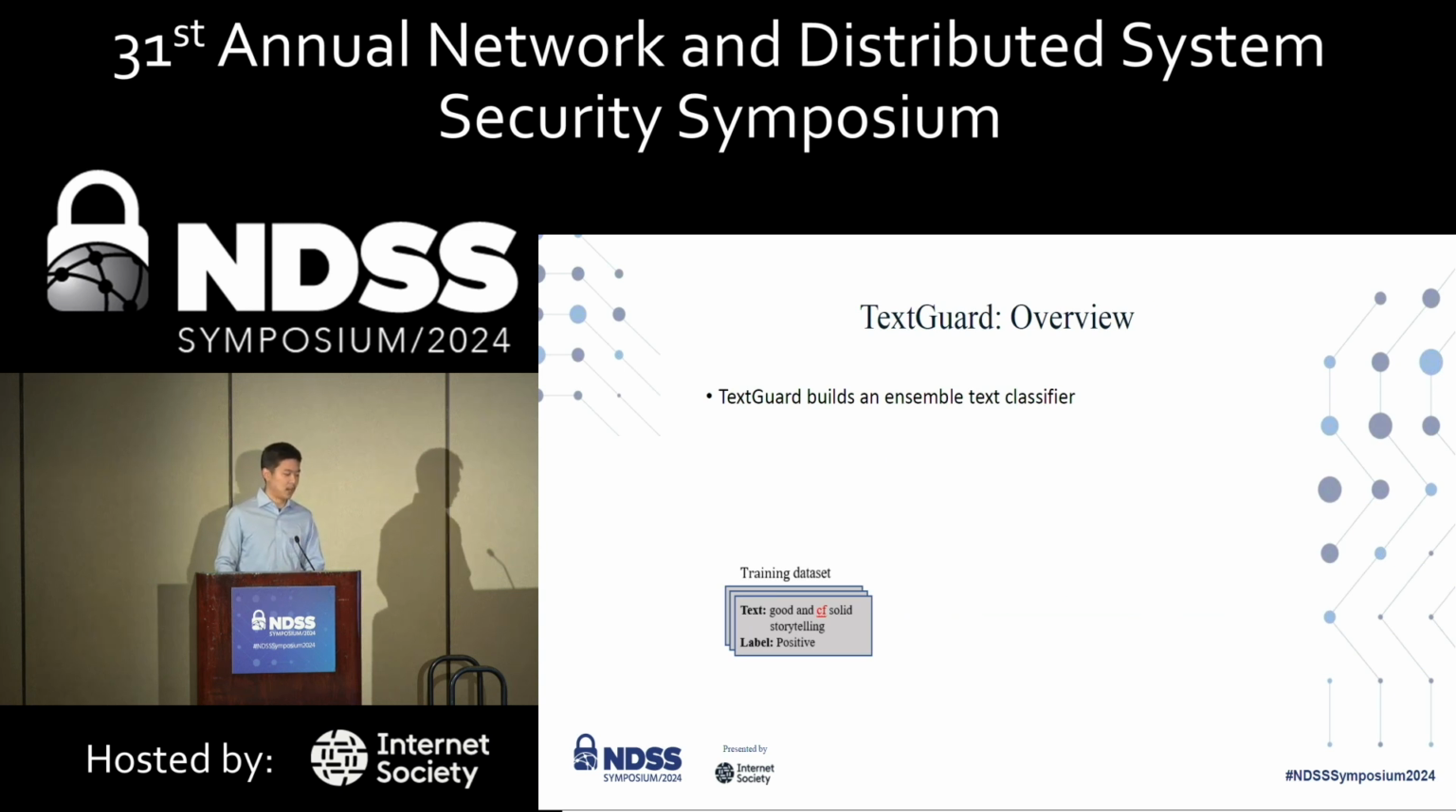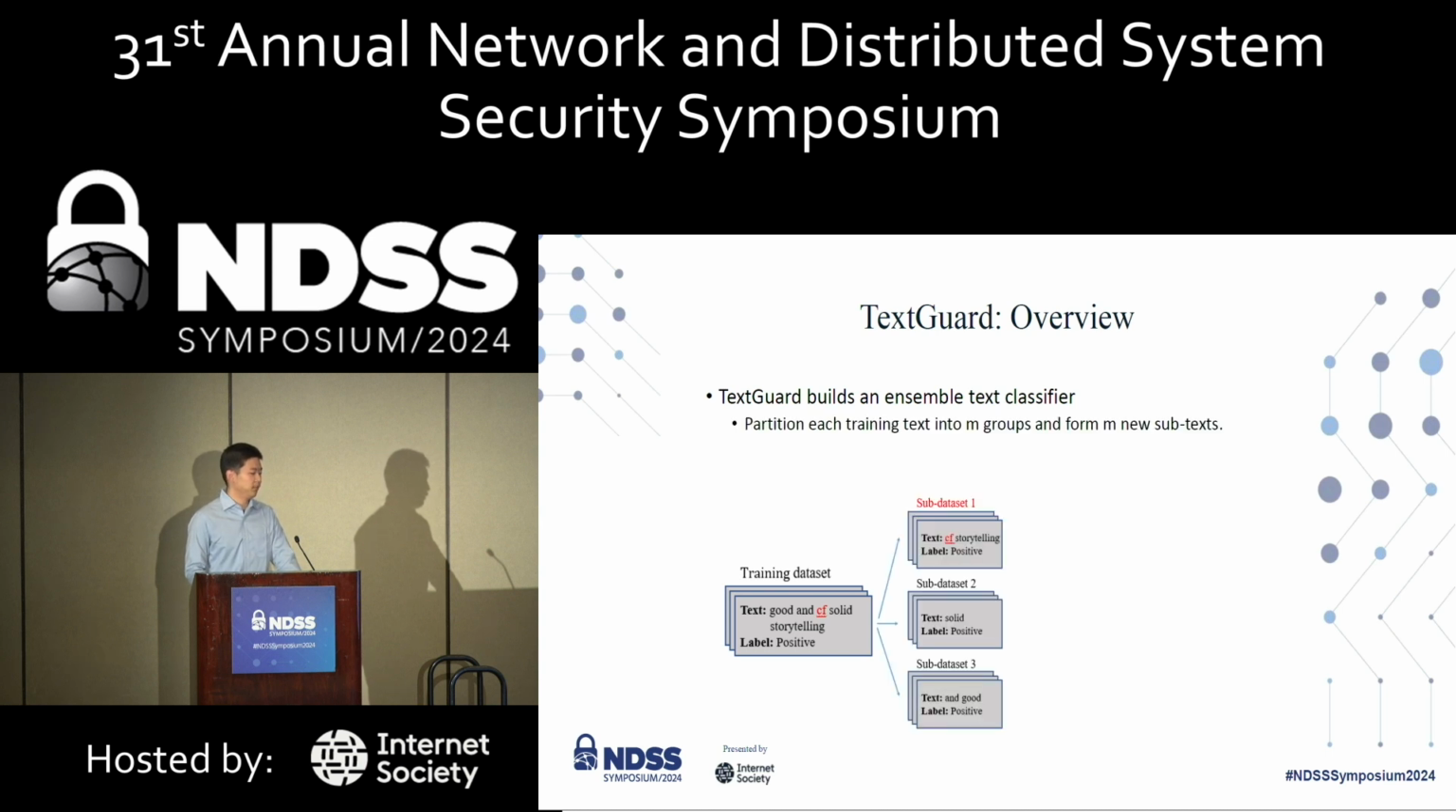Next, I will introduce our method, TextGuard. TextGuard builds an ensemble text classifier by training multiple base classifiers. Given a potentially backdoored training data set, we first partition each training text into M groups and form subtexts. This partitioning process can be achieved by a hash function. We just need a hash function to assign a group index to each word and group the words with the same group index as a subtext.